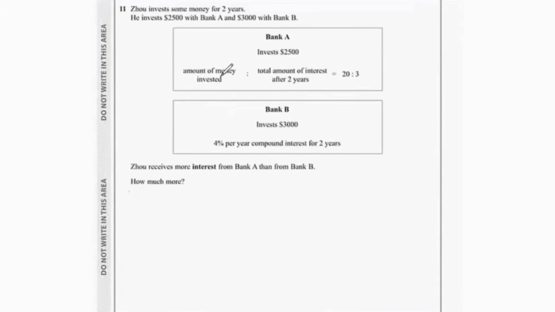So if amount of money invested to the total amount of interest earned is in the ratio 20:3, then if we divide both of these by 20, that's going to be 1:0.15.